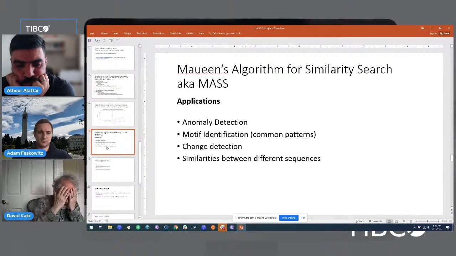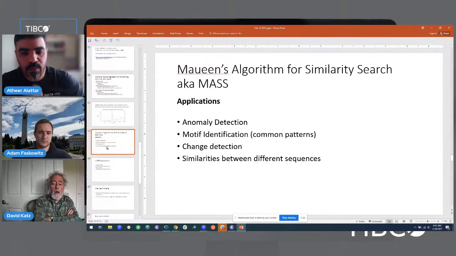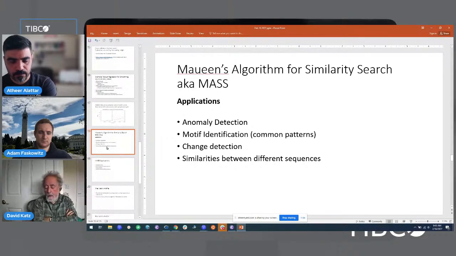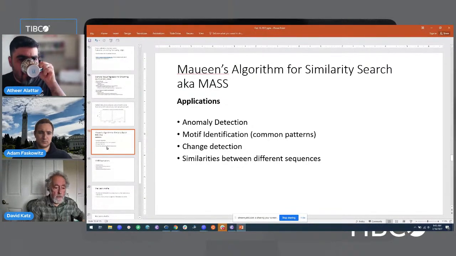And the last thing I could talk about is similarity search, which basically is used for things like anomaly detection or finding common patterns. As you can see, it has a lot in common with Adam's application of the SAX encoder, but it's just based on different principles, and it handles things a little bit differently.